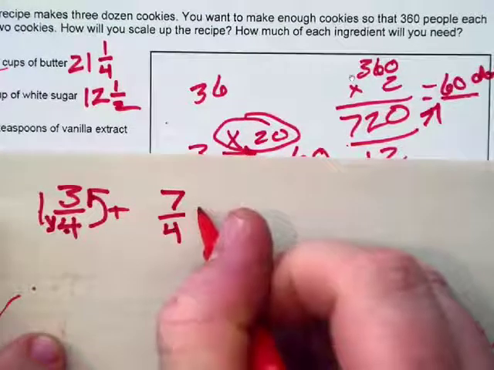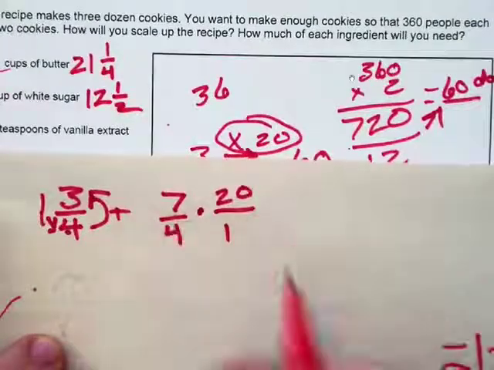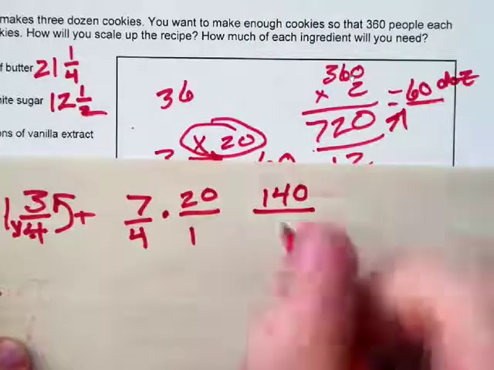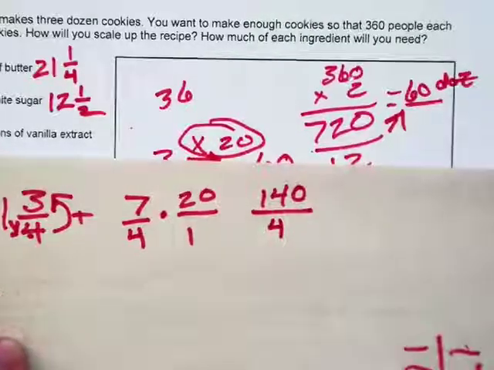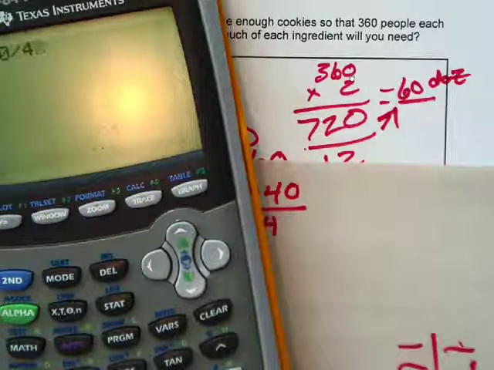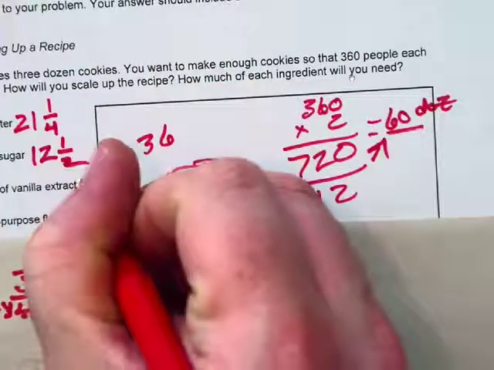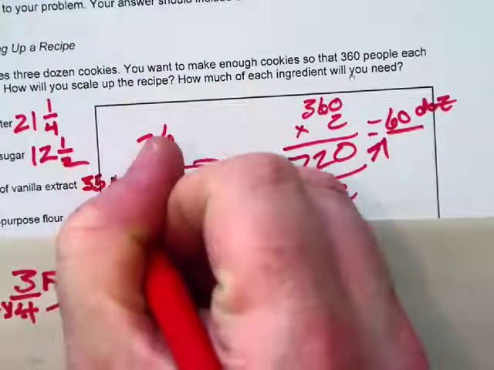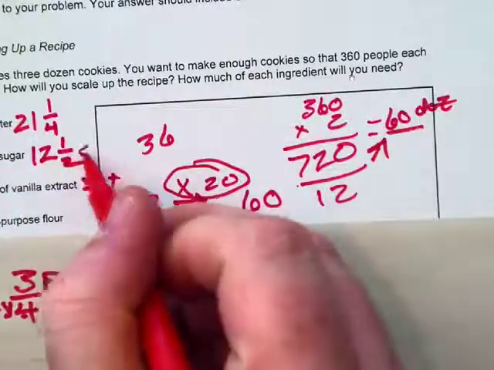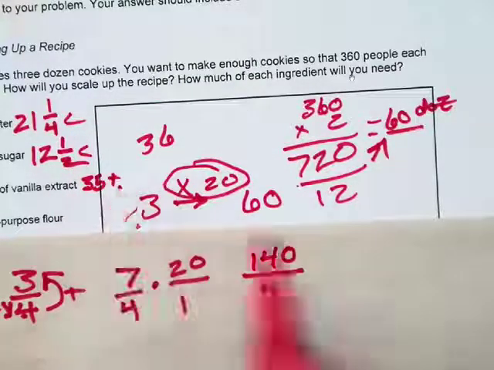So 7/4 times 20/1. 7 times 20 is 140. 4 times 1 is 4. 140 divided by 4 is 35 even. So we know we need 35 teaspoons of vanilla. And don't forget this, you got cups of sugar and cups of butter, teaspoons of vanilla. Okay.